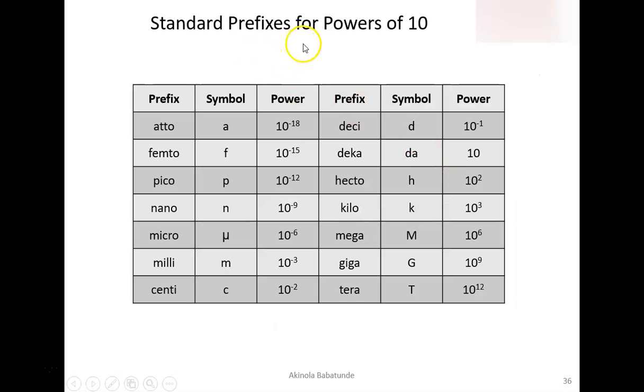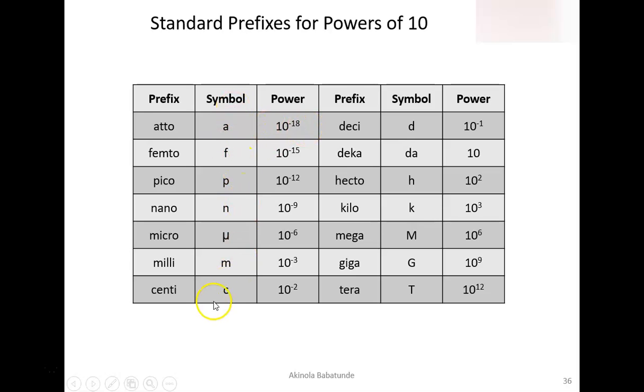These are standard prefixes for powers of 10. You can see we have 10 raised to the minus 18 down to 10 raised to the minus 2, and you can see the various prefixes. Centi is 10 raised to the minus 2, so that's probably centimeters if we are dealing with meters. We have milli, millimeters, 10 raised to the minus 3, micrometers, 10 raised to the minus 6, right up to atto, which is 10 raised to the minus 18.